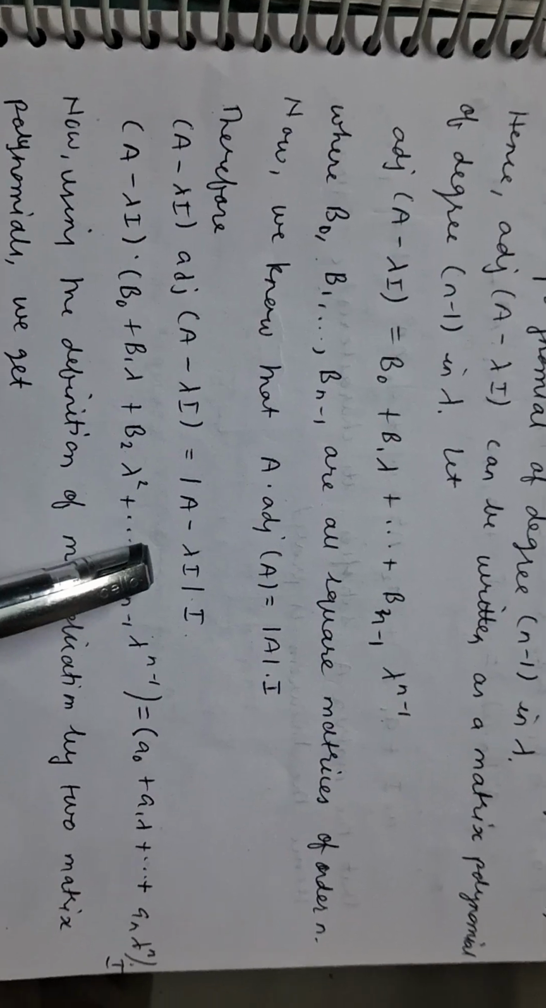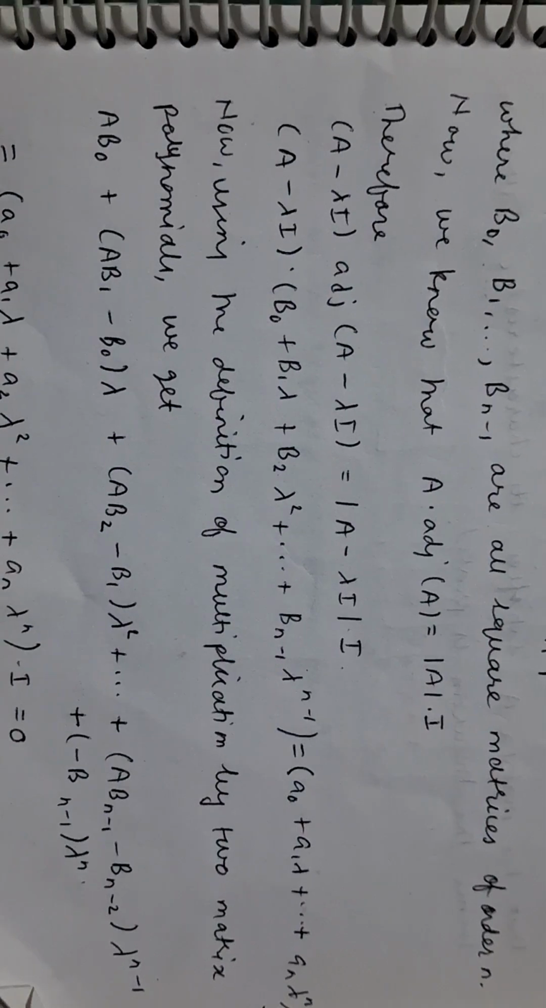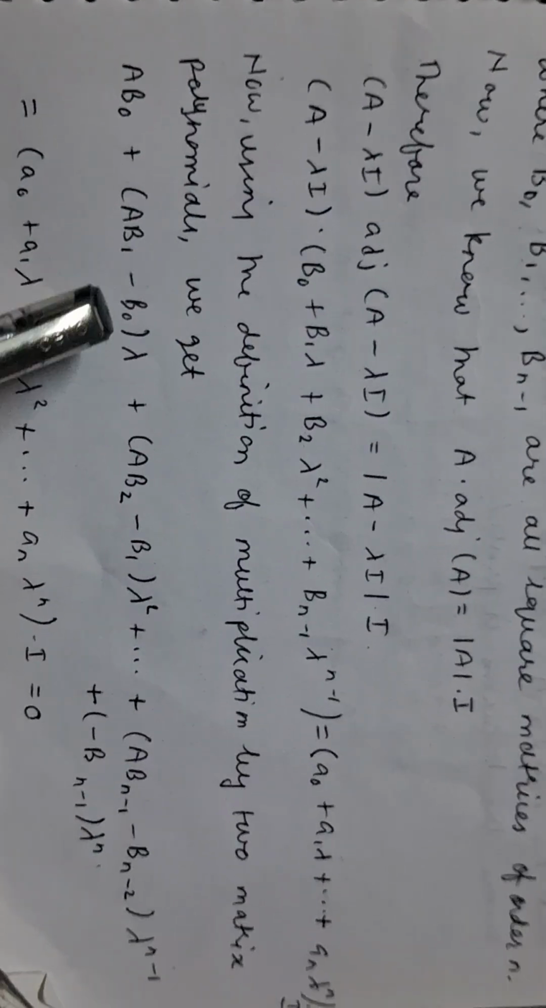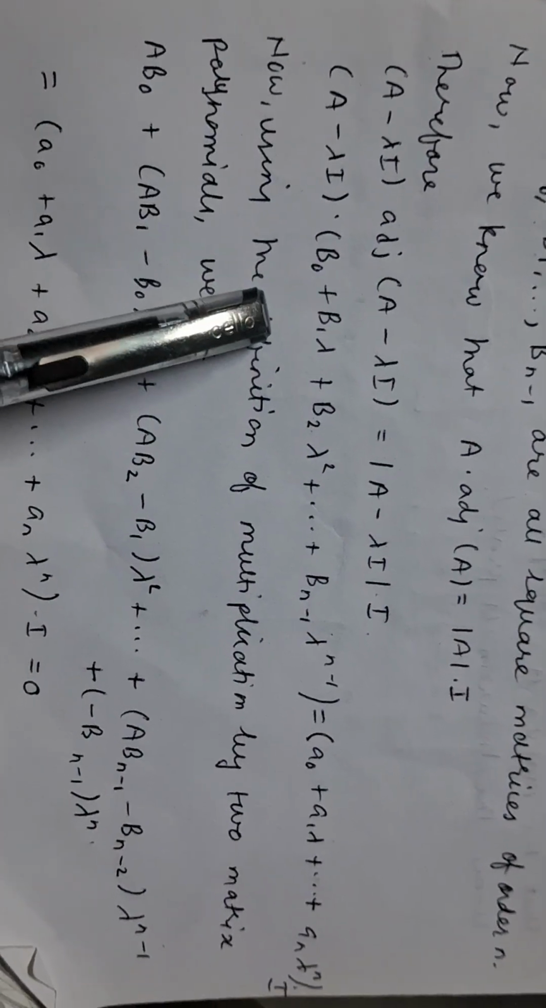Now we know that A times the adjoint of A will be equal to the determinant of A times I. This is a property. On applying this property here, we substitute the value of the adjoint of A minus lambda I and the value of the determinant as a0 + a1 lambda + ... + an lambda to the power n. Now, using the definition of multiplication of two matrix polynomials, we solve this. For lambda to the power 0, this is the constant term.